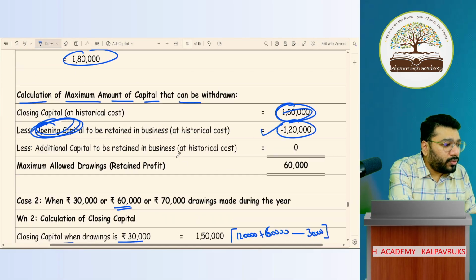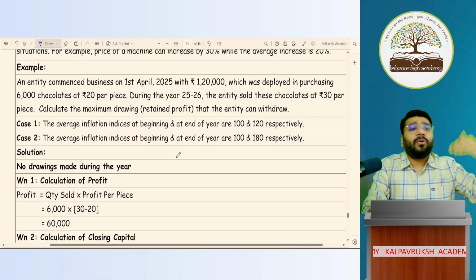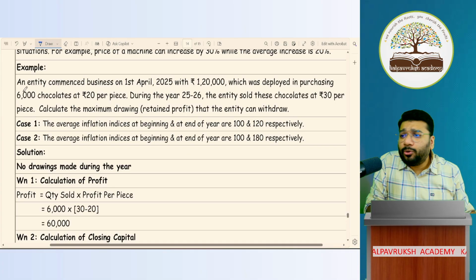I'm taking you to closing case number, not case number. Example: the next example of the next method. Same question, no change.